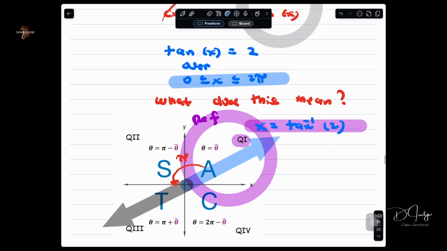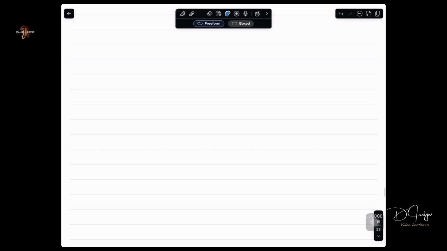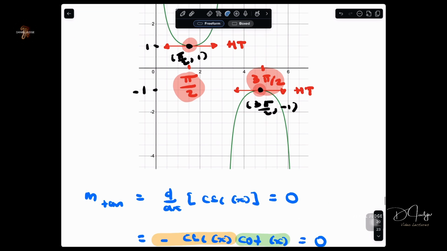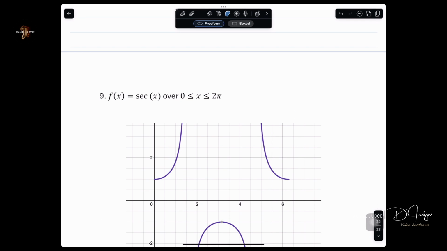I'll fix that curve. And then now we're back to doing horizontal tangents for number 9. They want to know what's the location. We have horizontal tangents. That's when that m tangent equals 0.